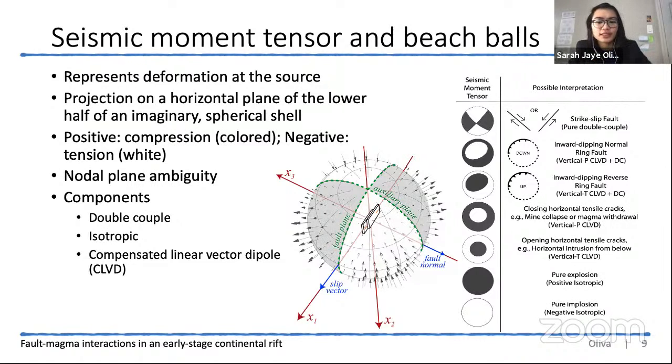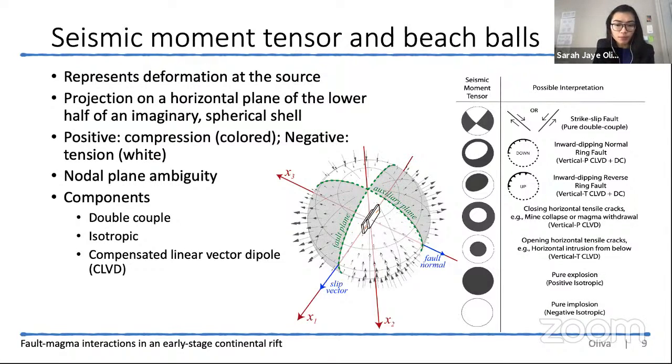So the seismic moment tensor is a mathematical representation of a seismic point source. It represents deformation at the source of the earthquake. The beach ball that you may have seen around, that we see a lot when we talk about earthquakes and focal mechanisms, is a 2D projection of the deformation around this seismic point source. We usually talk about three components of the seismic moment tensor: the double couple, the isotropic, and the compensated linear vector dipole.